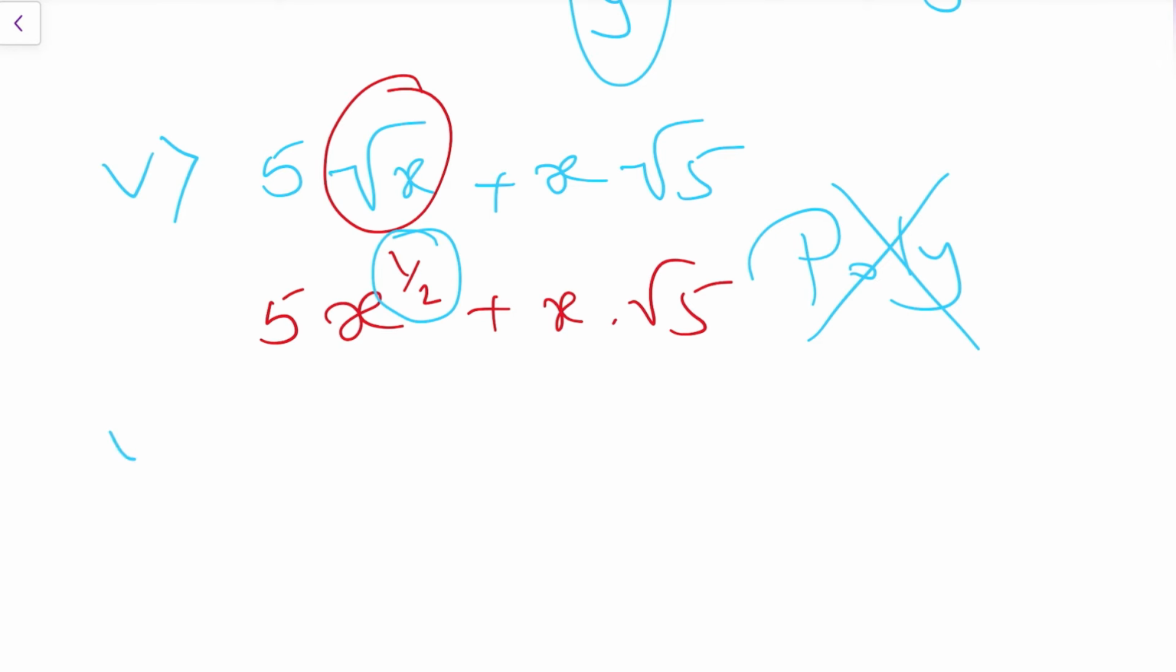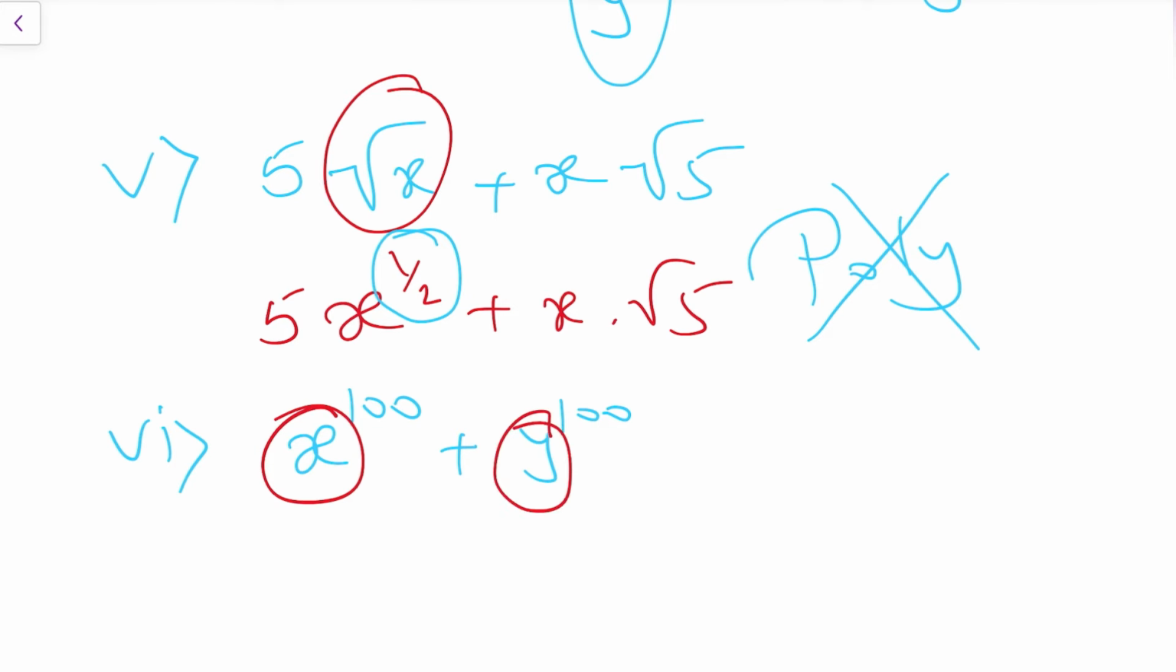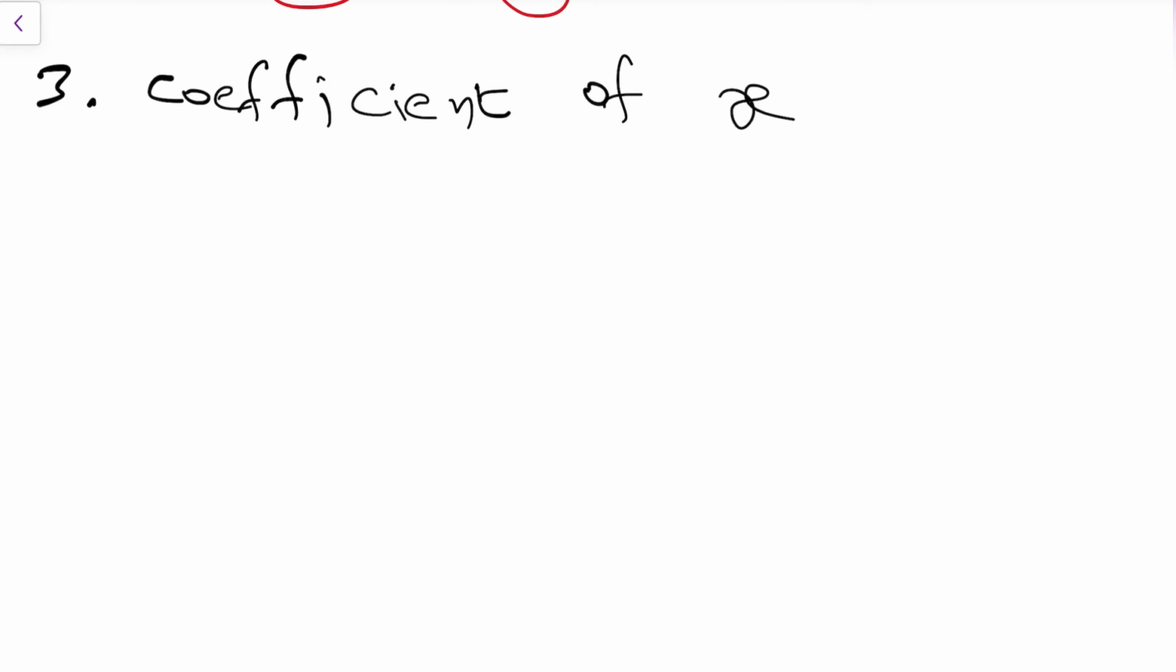Next question number 6. X power 100 plus y power 100. In this given question, two variables are clearly visible, so this is not a polynomial in one variable. This is a polynomial in two variables. Next, in bit number 3, they are asking to write the coefficient of x cube. Coefficient of x cube.